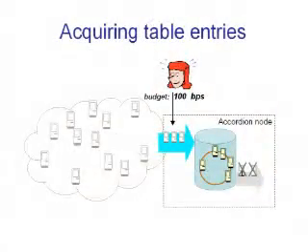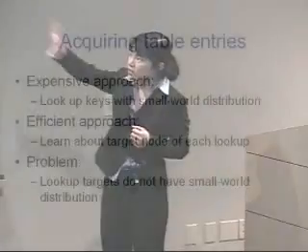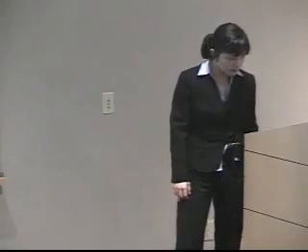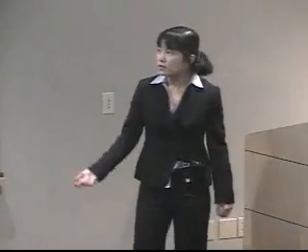So here, I've already summarized what the table contents should look like for Accordion, and I'm going to tell you a little bit more about what the addition process looks like in order to fill in the routing table entries. So the most obvious approach is to periodically look up identifiers sampled from a small world distribution and look up routing table entries around that key. However, this is actually expensive because whatever overhead traffic you send out doesn't help you in doing anything else.